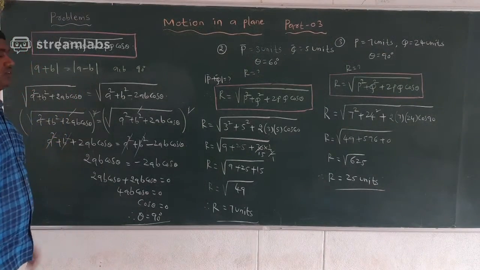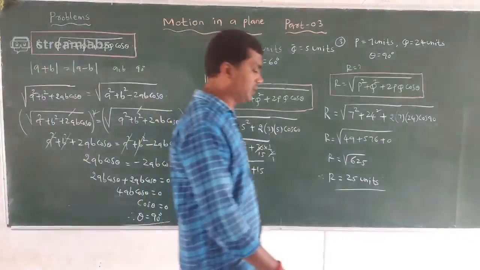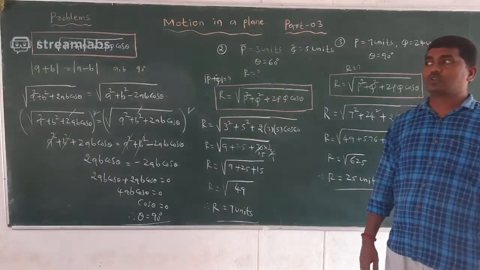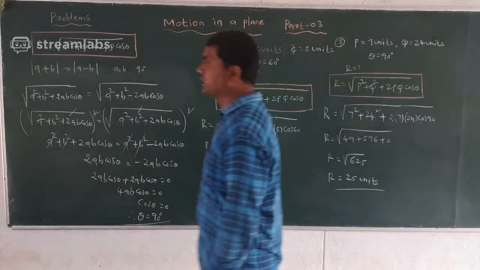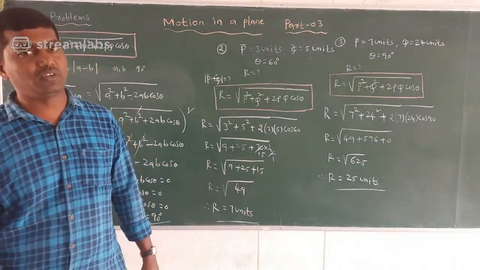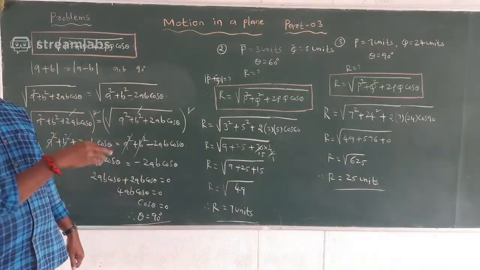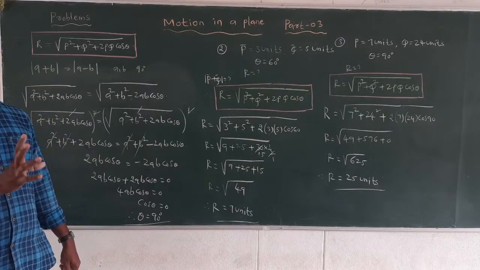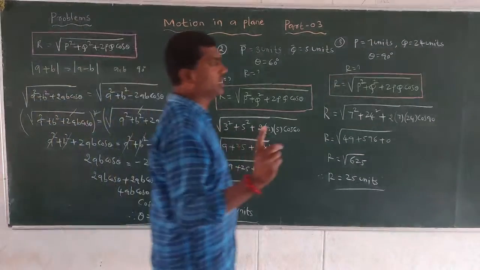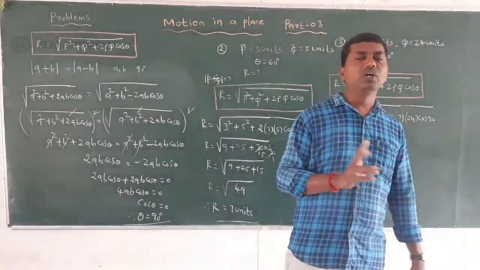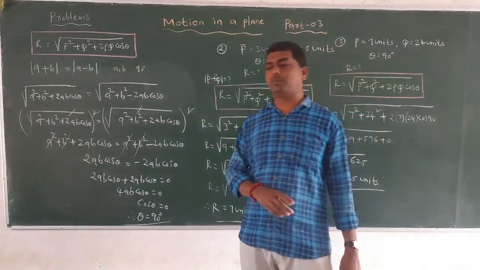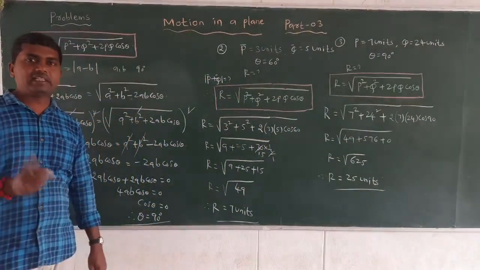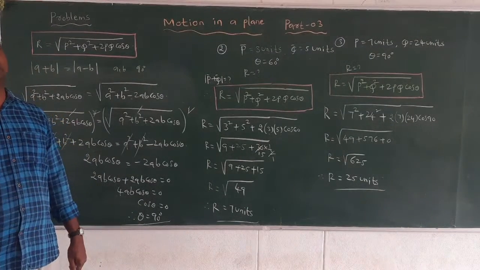The last one: if mod of a plus b is equal to mod of a minus b, then find the angle between a and b, or show that the angle between a and b is 90 degrees. So all these 4 questions are very important. They share a common principle, that is, r is equal to under root of p square plus q square plus 2pq cos theta. To solve these problems we need the two vectors p and q and the angle between p and q, that is theta.